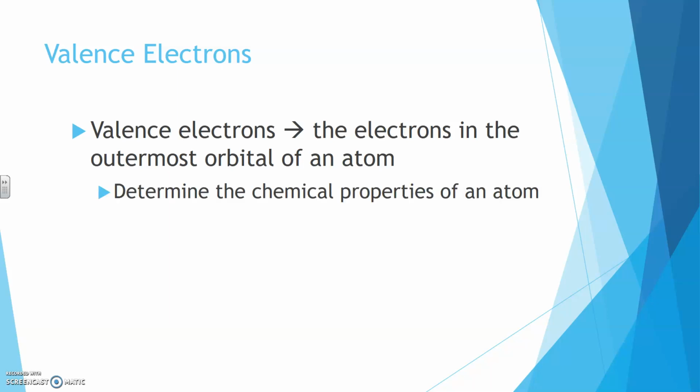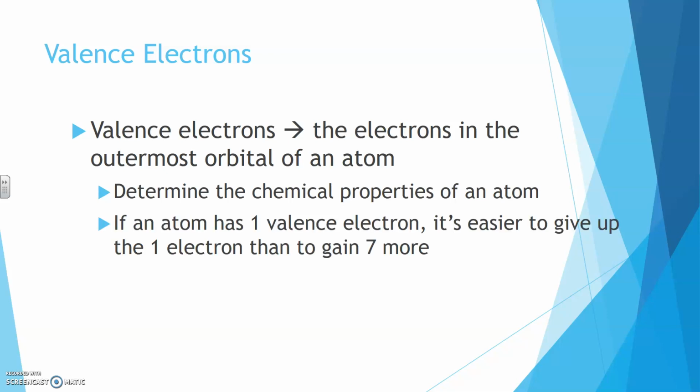So valence electrons, again, determine the chemical properties of an atom. If an atom has one valence electron, it's easier to give up that one electron than it is to gain 7 more. So that determines whether it's going to become a positively charged ion or a negatively charged ion. If it's easier to lose electrons than to gain to get to 8, it will lose them and become positive, right? And this is all because of your valence electrons.